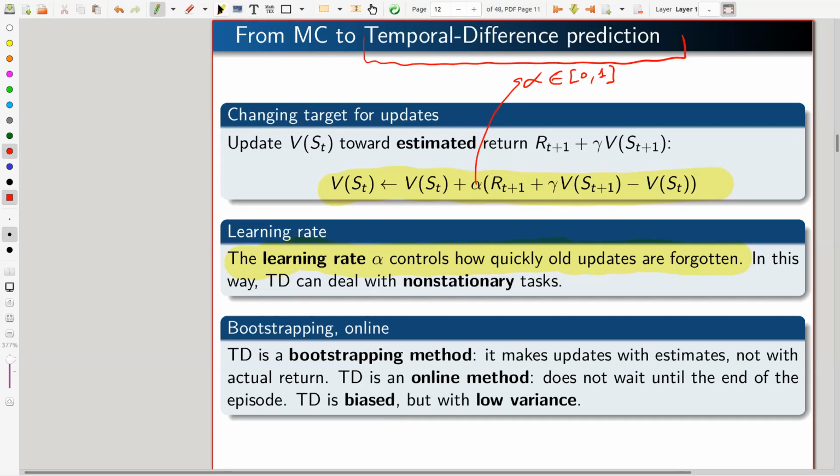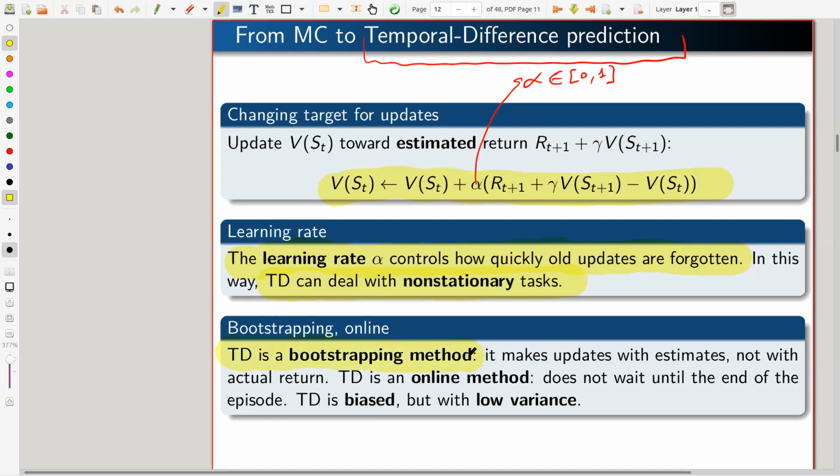This means that with temporal difference methods, we can deal with non-stationary tasks, that is, a task where the probability of the environment is changing. Because if the probability of the environment is changing, you don't want to use a lot of the information you have from the past. This is very natural, I would say. And so you're just using this constant alpha to forget the past. And this is the terminology.